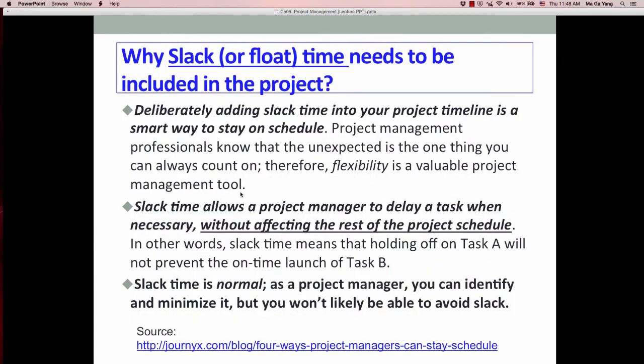Okay, that's it for the brief overview of the critical path method. In the next slide, next video lectures, I will explain some of the problems of the critical path method.